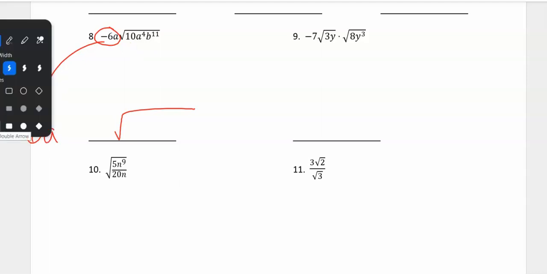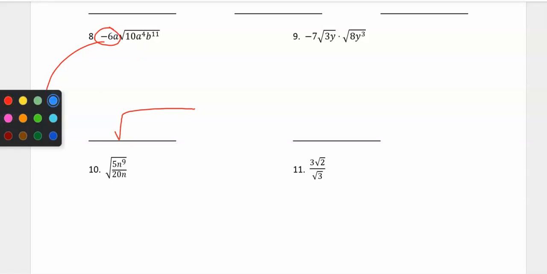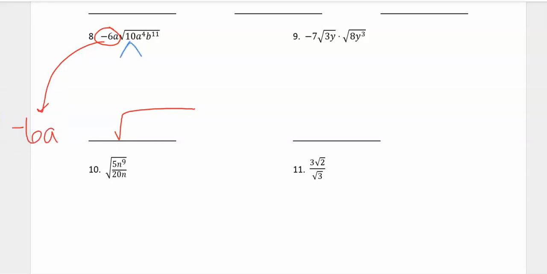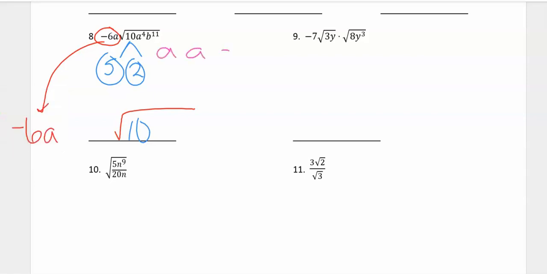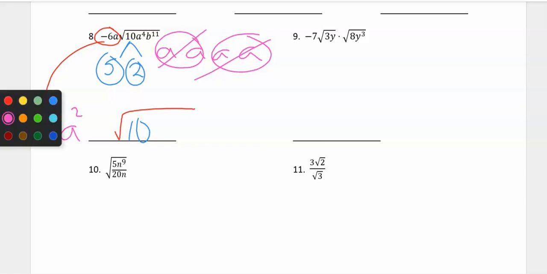And the only reason this isn't simplified, you guys, is if there's anything under the radical that's a pair, it can come out front. So I just got to check on all that. 10 breaks down to 5 and 2, no pairs. So 10 cannot be simplified. A's though, so a to the 4th is 4 A's. I've got 2 pairs, so that's going to be a squared that comes out, no leftovers.